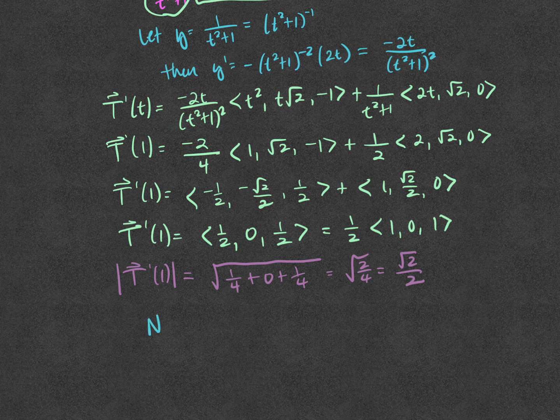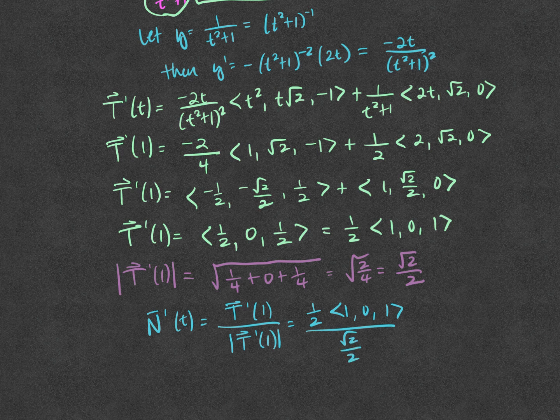So our unit normal vector is equal to t prime of t, let's put 1 in there, t prime of 1 over the length of t prime of 1, which is 1/2 times the vector 1, 0, 1 over the square root of 2 over 2. Now, we learned in geometry these 2's cancel out nice. Trigonometry, these cancel nicely. So we end up with 1 over the square root of 2 times 1, 0, 1. And that is our normal vector here.